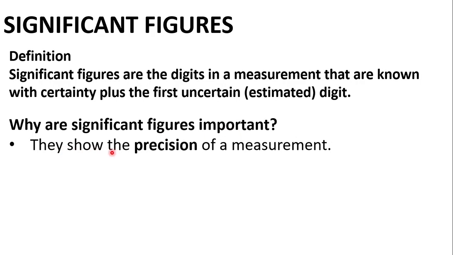Significant figures show the precision of a measurement. Remember that precision is the repeatability of values in a measurement, how close measured values are to each other in a measurement. That's called precision. It's not the same as accuracy. So significant figures show the precision of a measurement.